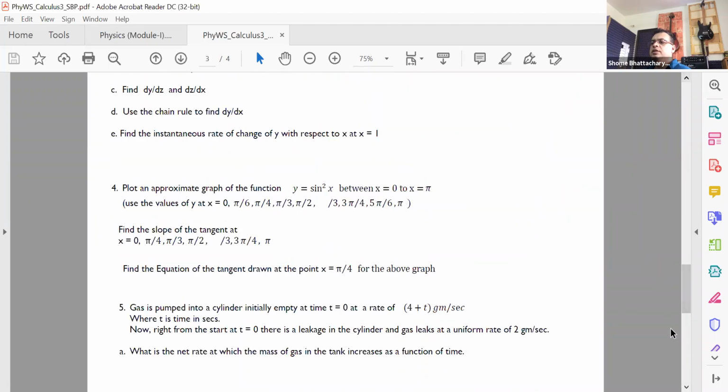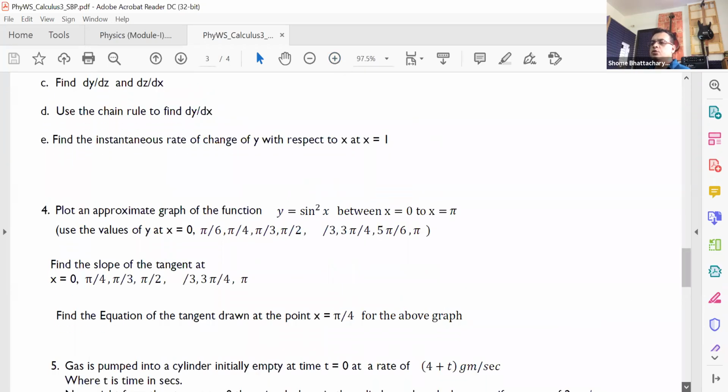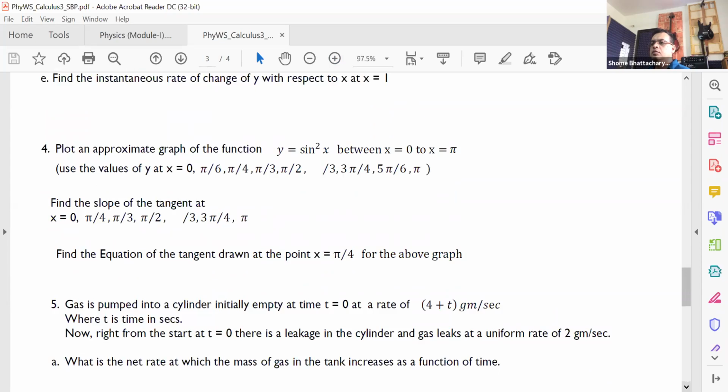So let's look at the information given in the fifth question first. Then we will discuss how to solve it. So once again, it's like a practical application of. Achha, fourth question, last part, equation of tangent. Okay, we'll come to that. Let's discuss that.